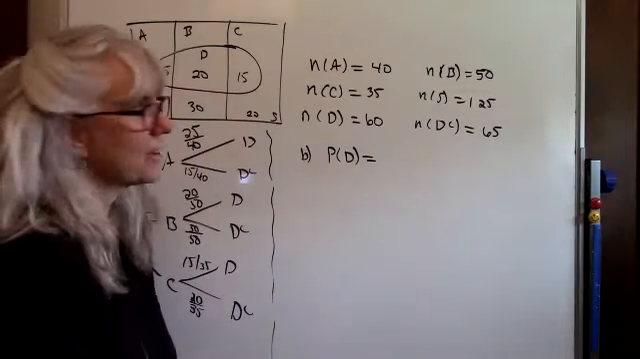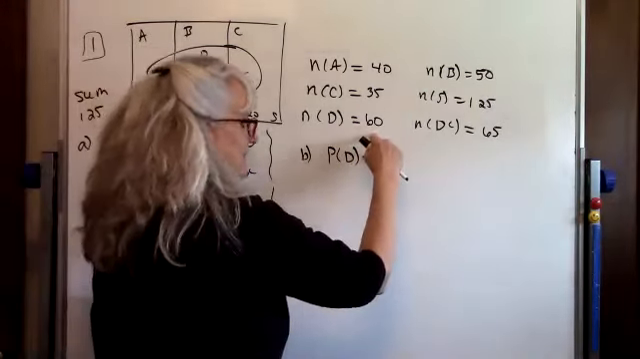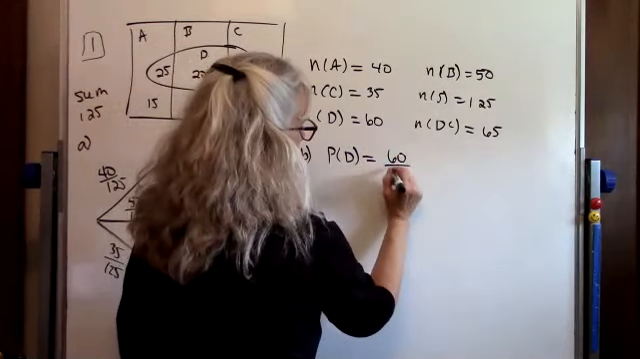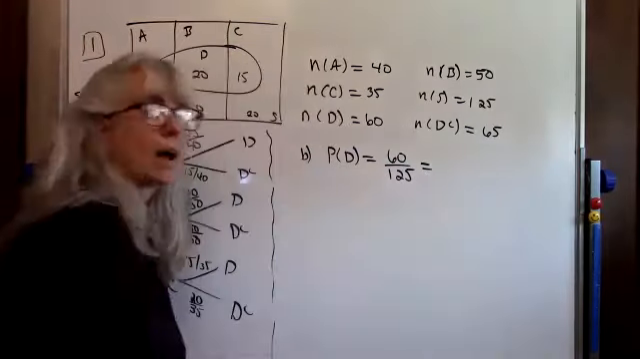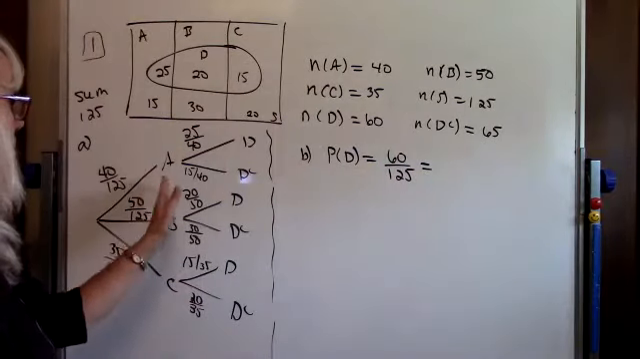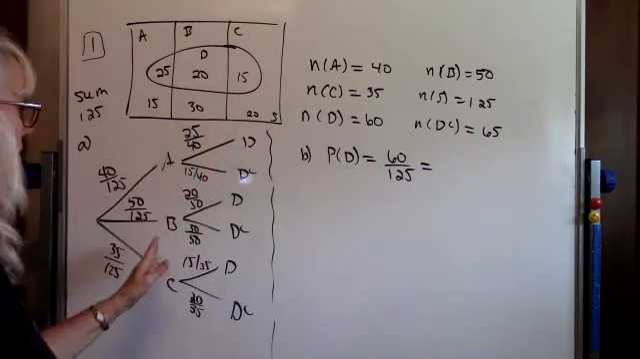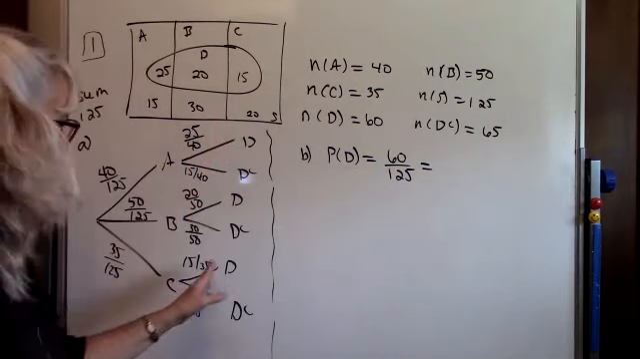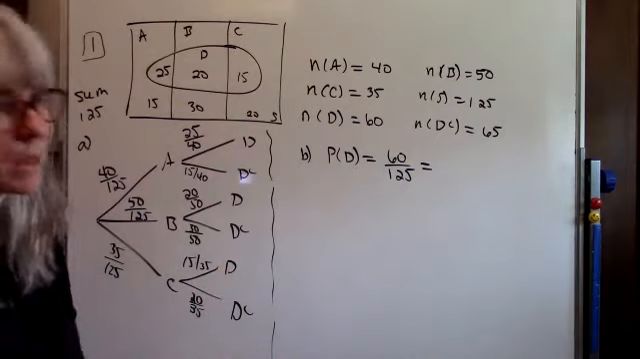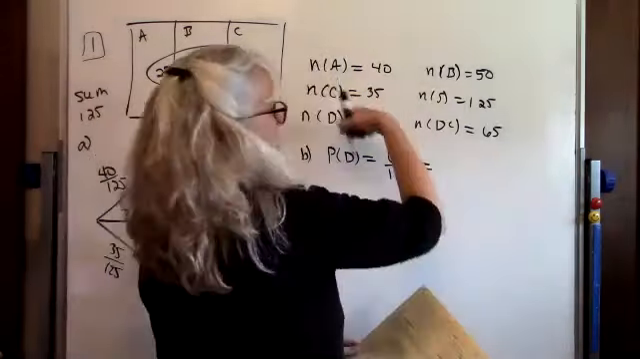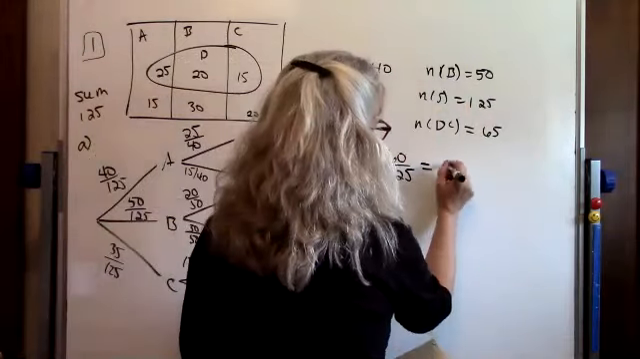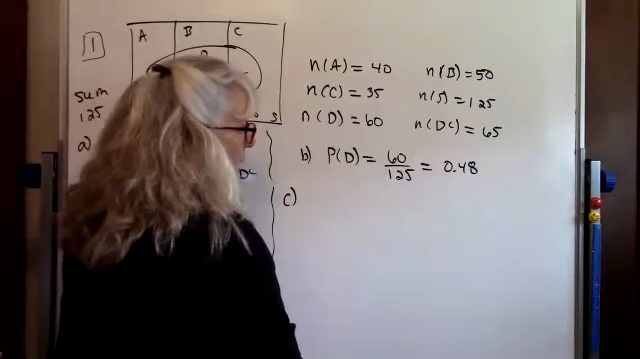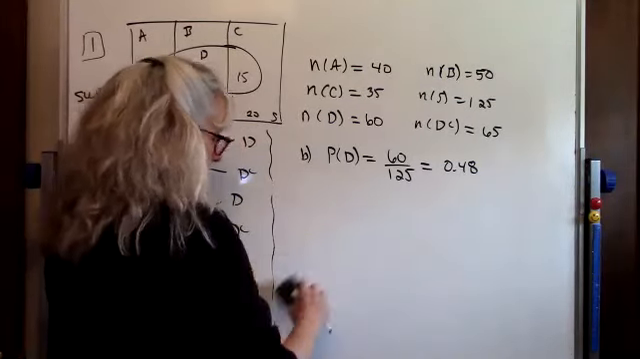I can also look at the fact that back up here, I know that D is 60 out of the total of 125. So I can just take the 60 and divide it by 125. That is the same answer I would get if I took 40 out of 125 times 25 out of 40, plus 50 out of 125 times 20 out of 50, plus 35 out of 125 times the 15 out of 35. I'd get the same answer, believe it or not. But because I've got these individual numbers, I'm going to go the easier route. And that comes out to be 0.48. A lot of times we don't have those individual numbers, so we wouldn't be able to do that.